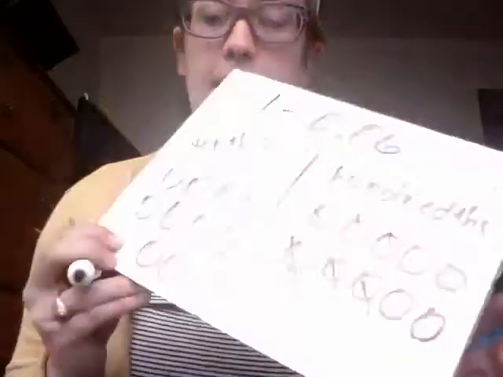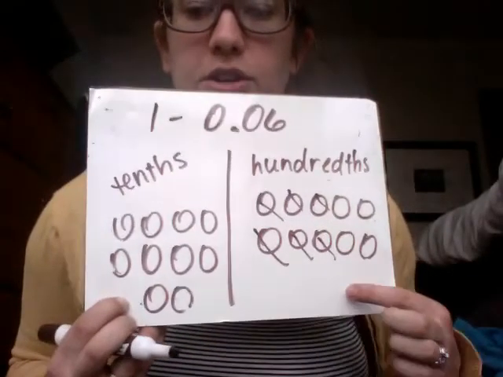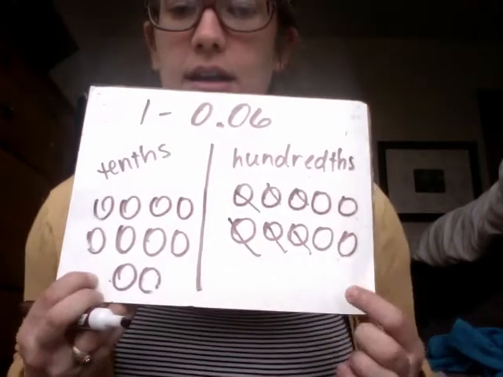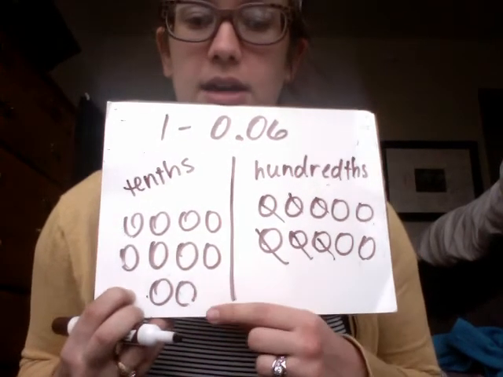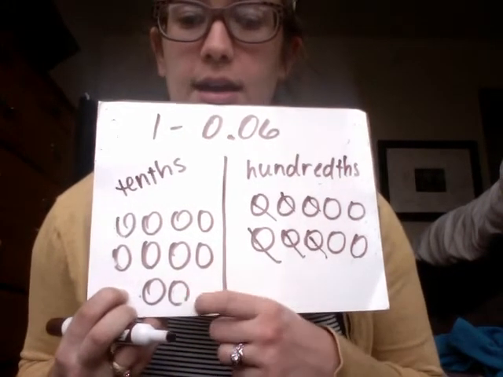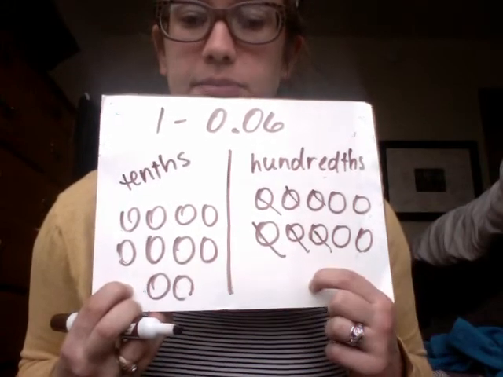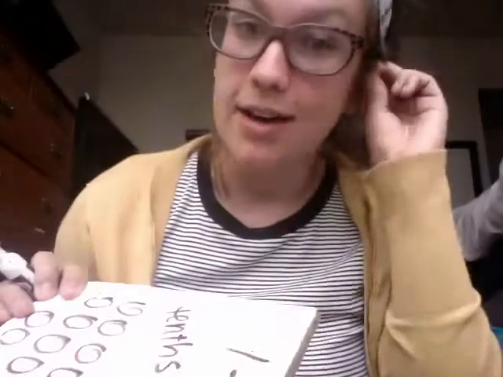So I have 4 hundredths left, and I still have left 9 tenths. So my answer would be 0.94. But let's just go ahead and set that up vertically so you can see how to do it vertically.